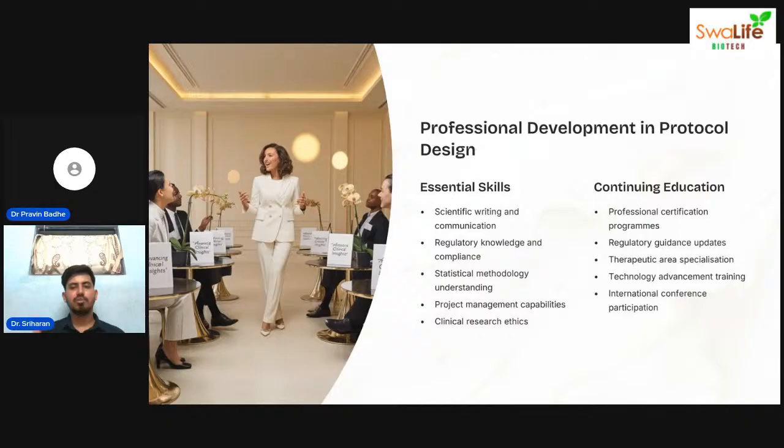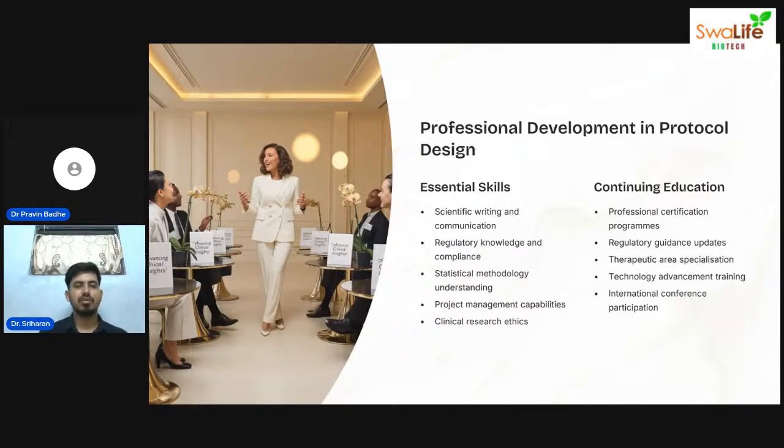Likewise, we want knowledge about regulatory requirements. While going through the statistical analysis, we want to know about statistical methodology, study design, and project management capability, operation management, how our management takes place, and our capability while leading the team. Likewise, from operation management we want to gain skills, like courses in clinical research ethics.